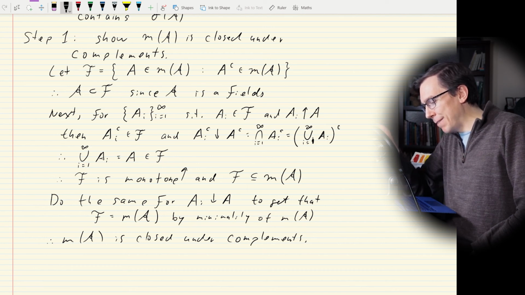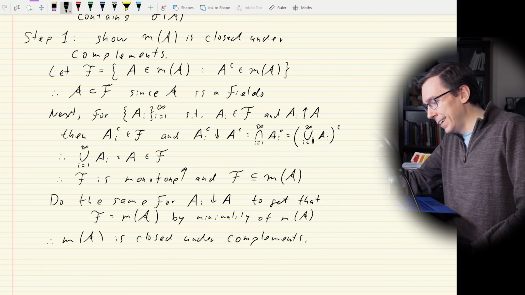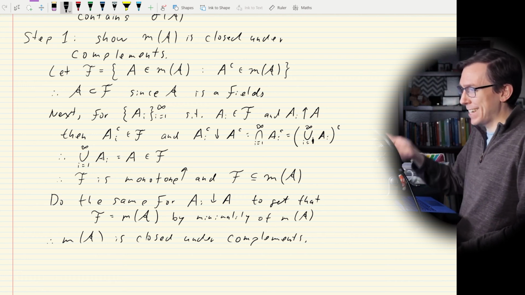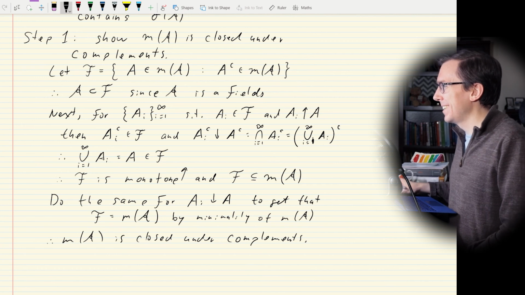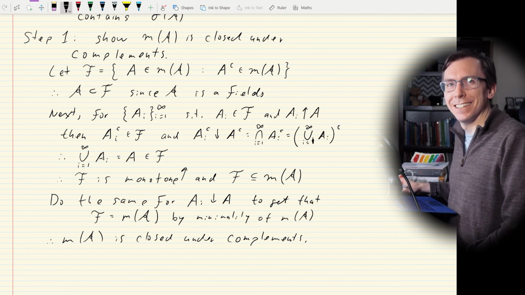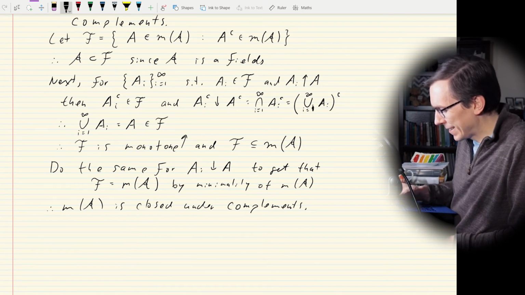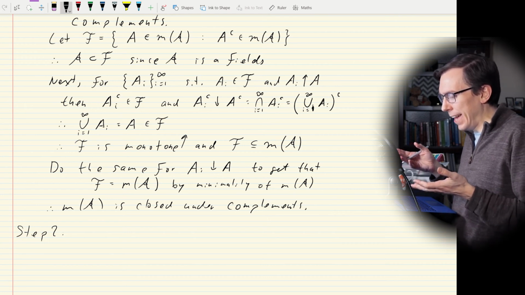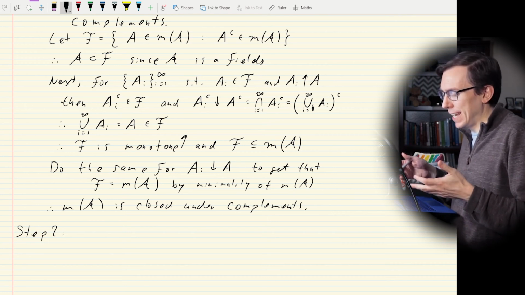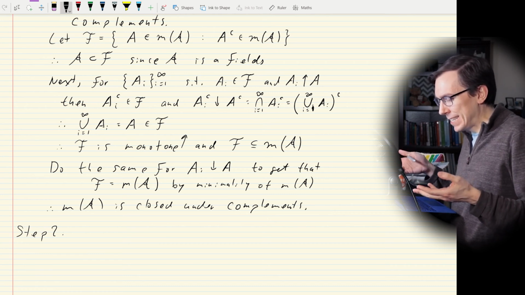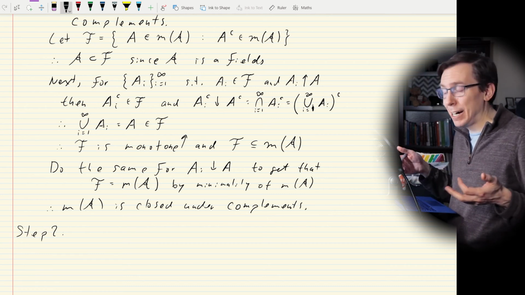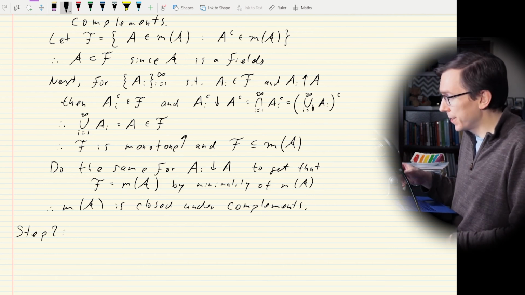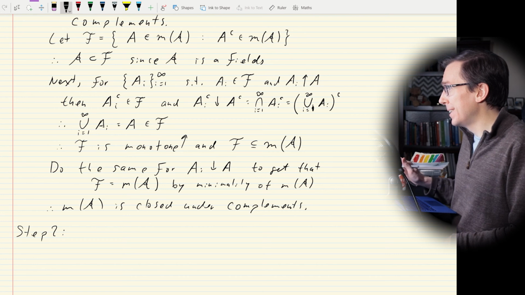So what this means is that F is monotone, F contains A, F is within MA, but MA is the minimal monotone class that contains A, therefore F and MA have to be the exact same thing. Whew. It always sounds kind of crazy when I say this out loud. I can imagine just taking the audio of this without any actual context. Anyway, the point is that because F is equal to MA, F is all the sets that have complementation. That means that every set in MA has its complement also in MA. So that's good.